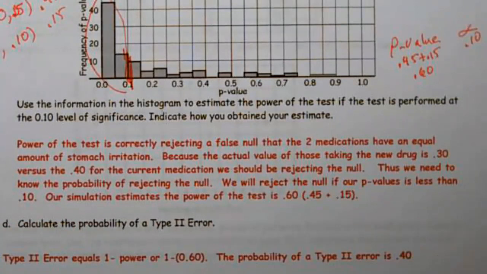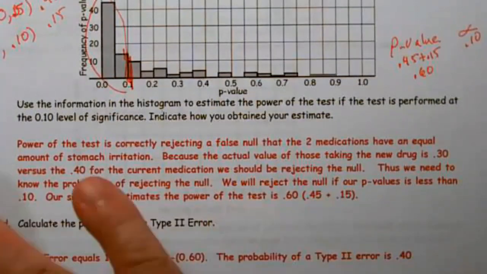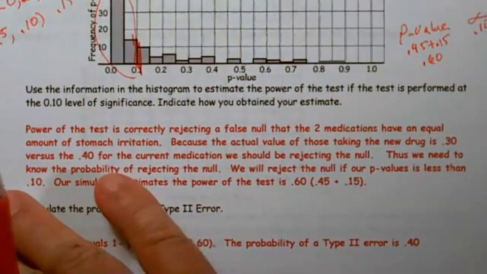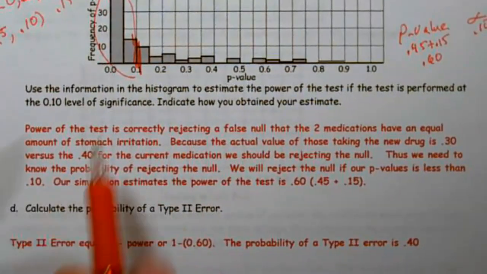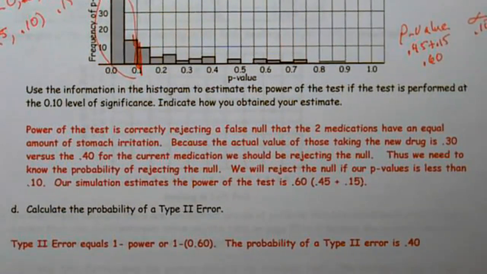Thus, we need to know the probability of rejecting the null. And we will reject the null if our p-value is less than 0.1. As I said here, our simulation estimates the power of the test is 0.60. And you need to show where that came from, 0.45 plus 0.15. Now, that's a little bit of a challenging question. I'm going to pause this for just a moment.